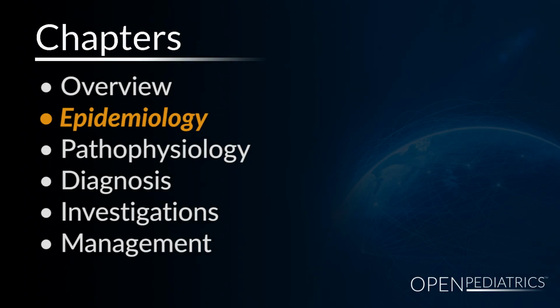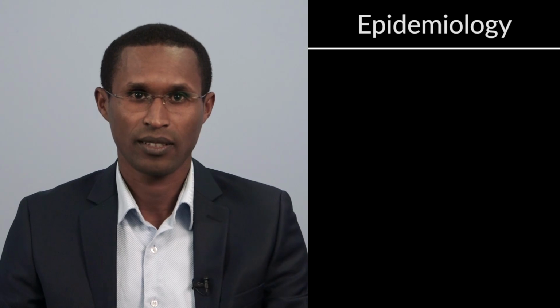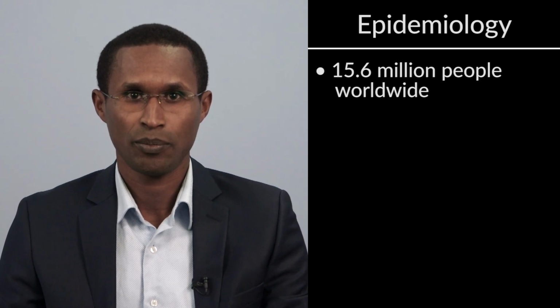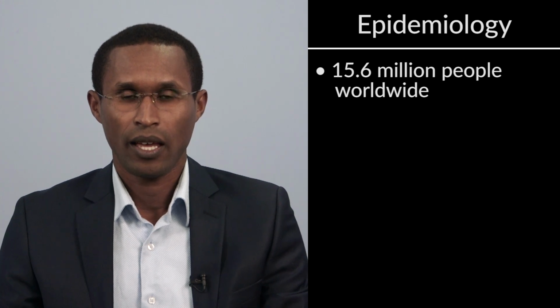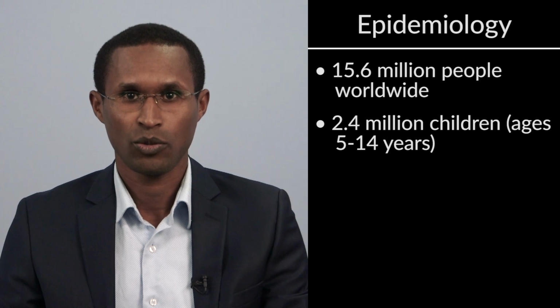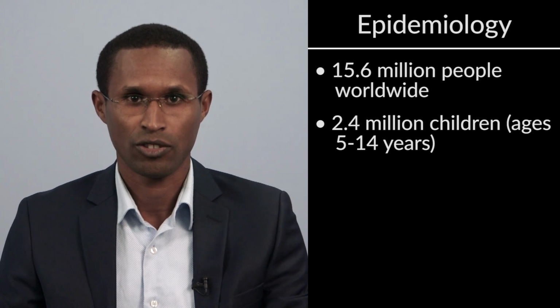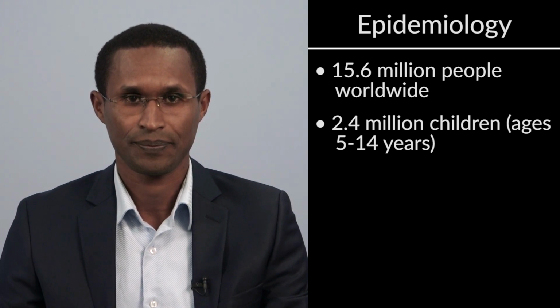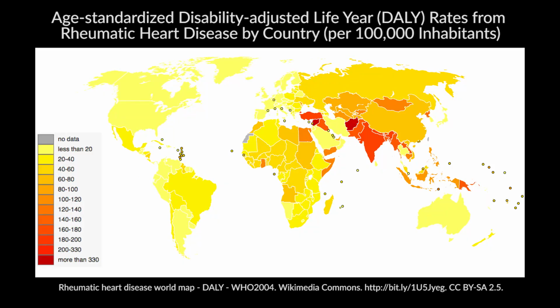Epidemiology. It is estimated that about 15.6 million people are affected worldwide, and among them 2.4 million are children between 5 and 14 years old in developing countries. Acute rheumatic fever and rheumatic heart disease are diseases of poverty, but have been eradicated in industrialized countries since the 20th century, as told previously.